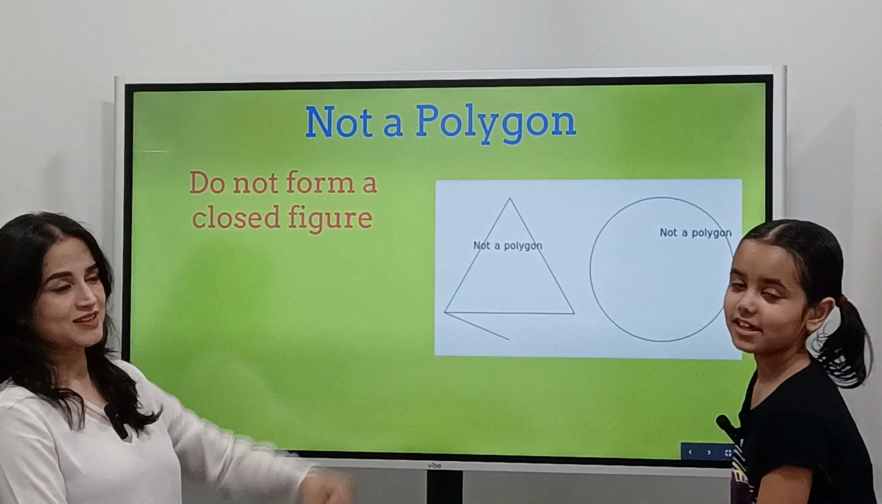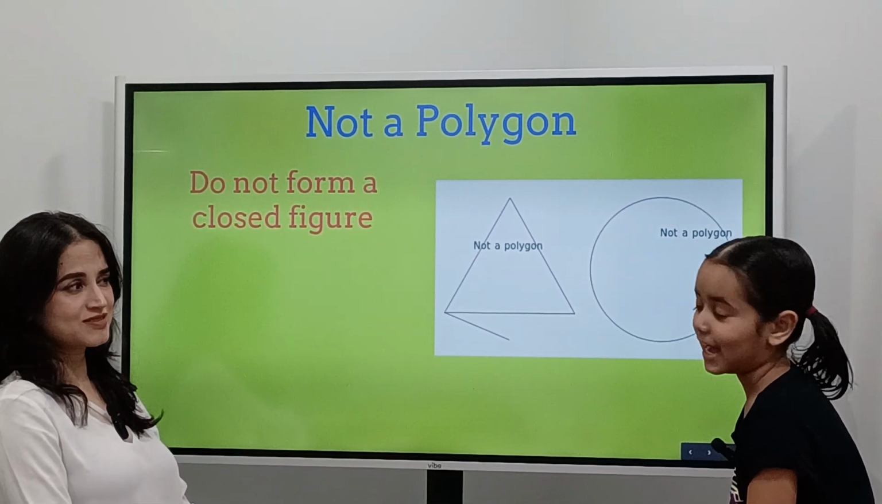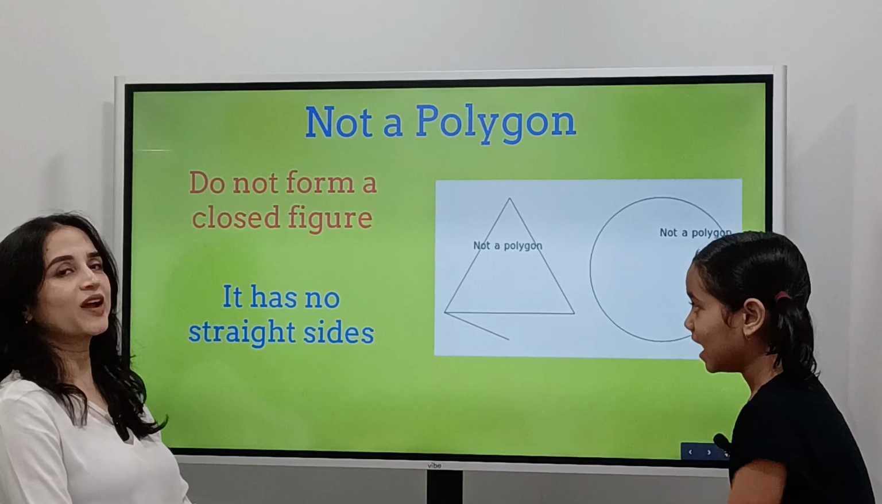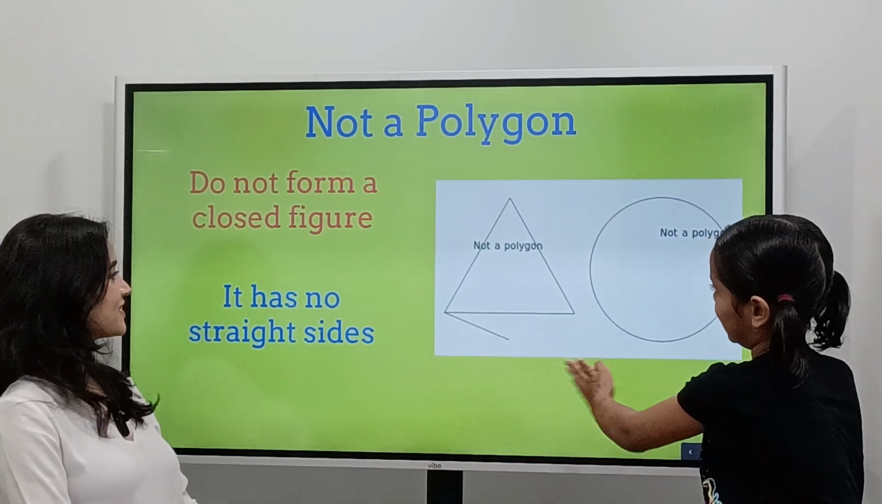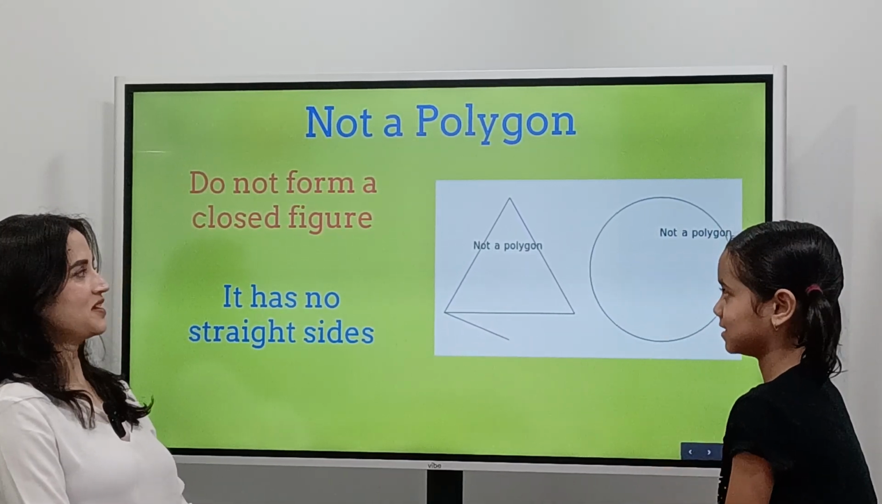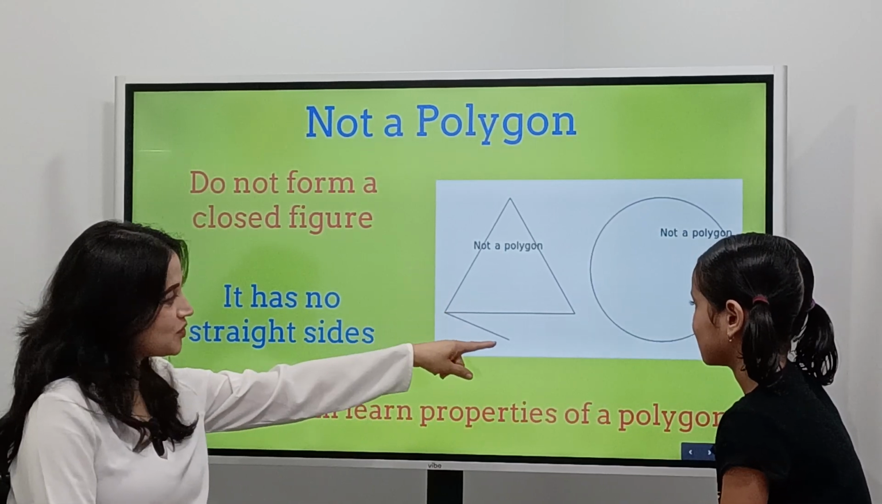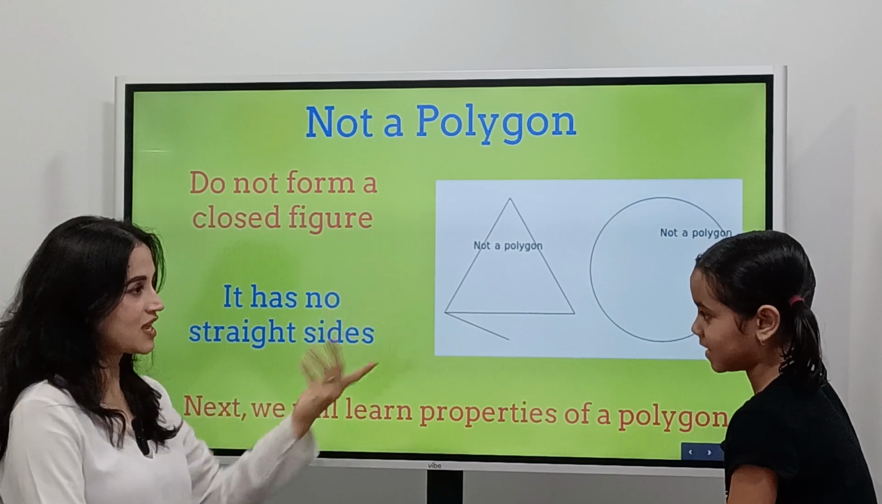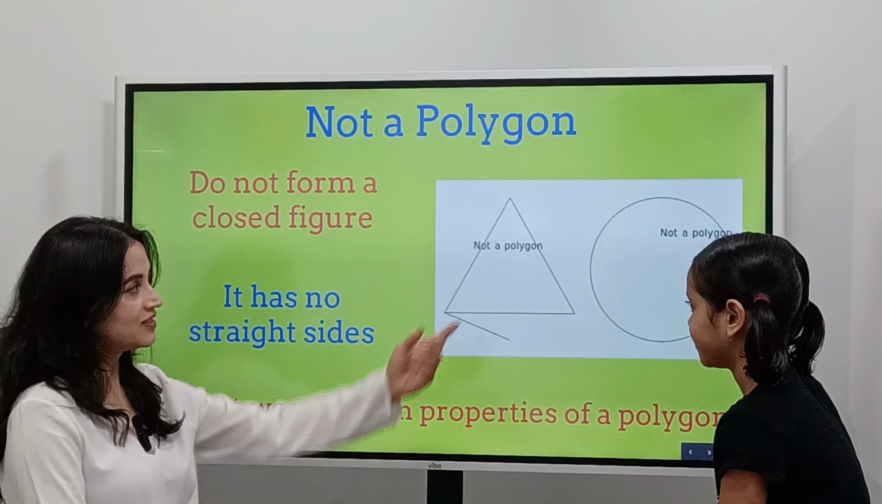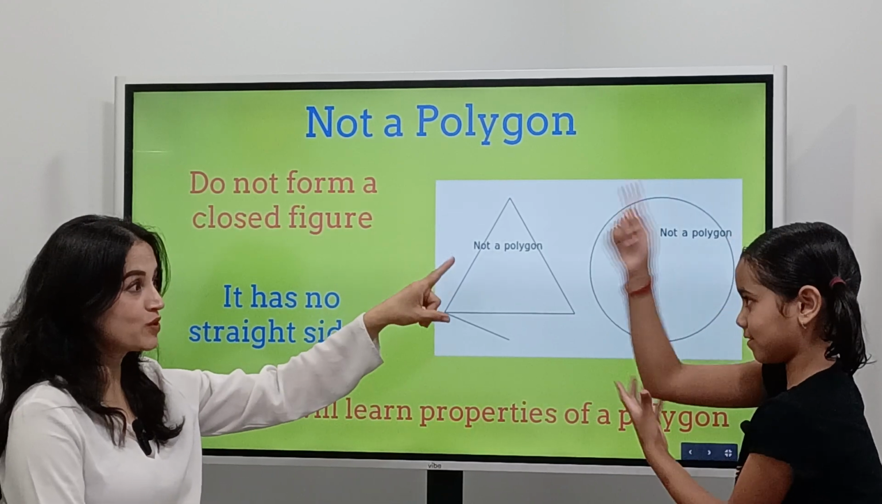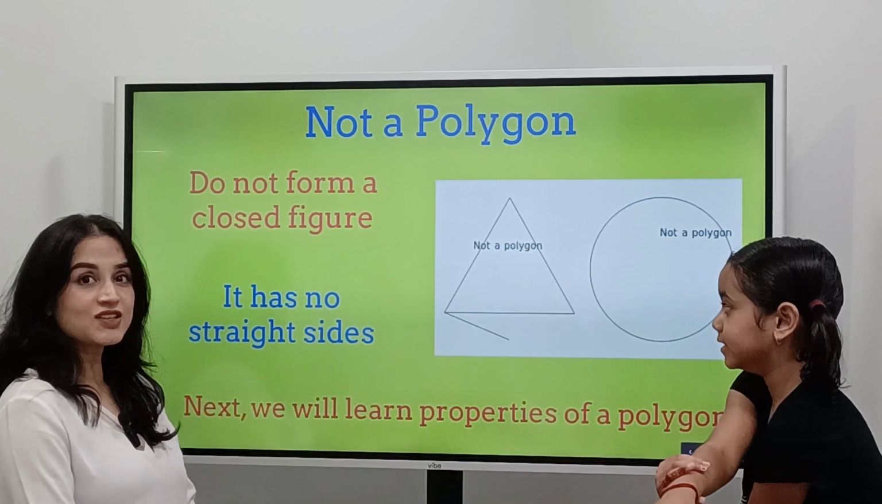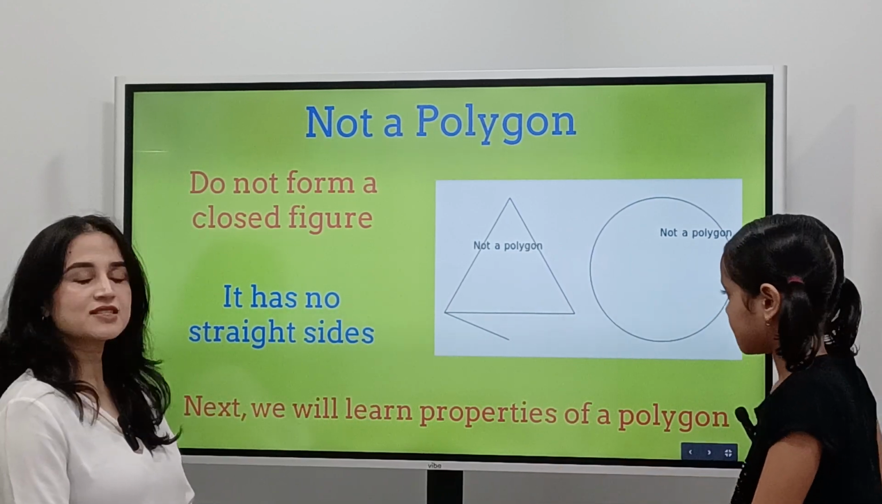Yeah, but polygons are not supposed to have curves. Okay. This has no straight lines. Okay. So this one is closed, but that one is not closed. Yeah, so that has to be a polygon, closed. And the other one, it's closed, but it has no straight lines. That's why it's not a polygon.